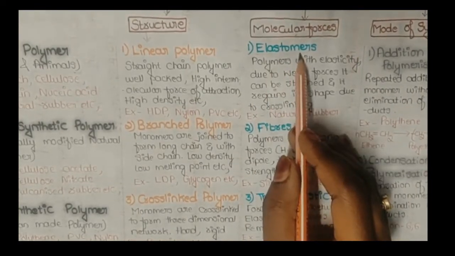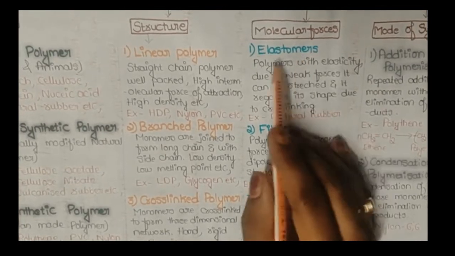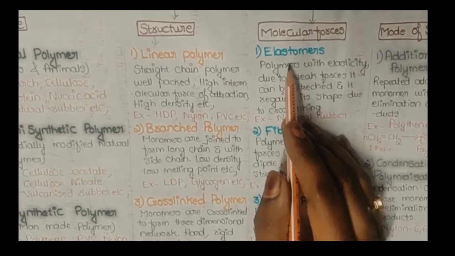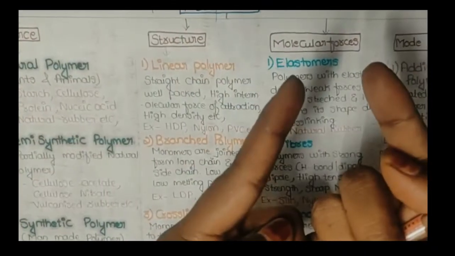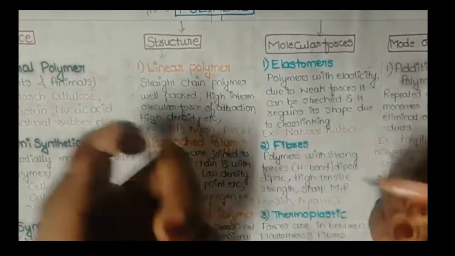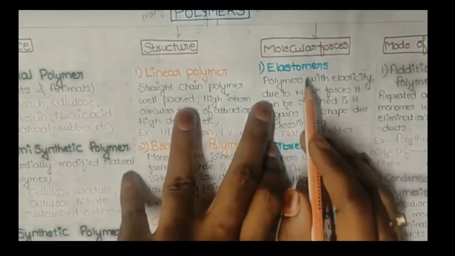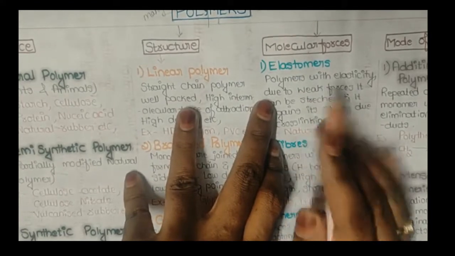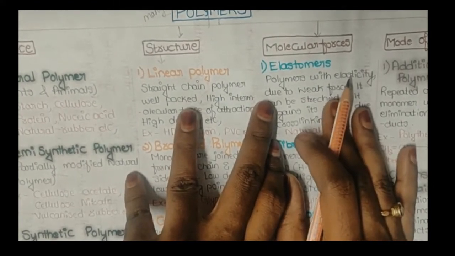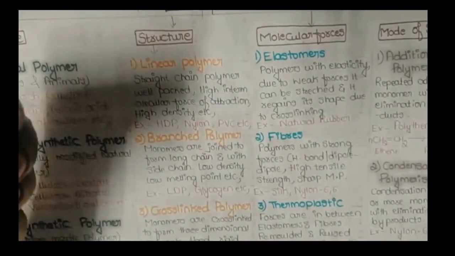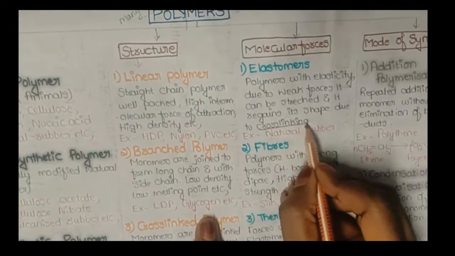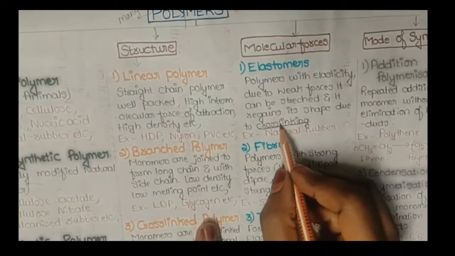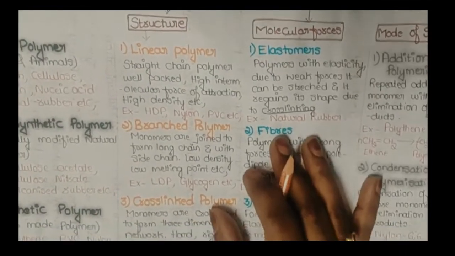I hope you know that rubber is the best example for elastomers. So I hope you know that if I take a rubber band and stretch it, it will be stretched, and if I leave it, it will come back to its original position. Why? What is happening there? So we know that in case of elastomers, they have a very weak intermolecular force of attraction, due to which you can stretch them. And why do they come back to the original position? Because they have cross linking. So due to that they come back to their original position. So the best example is rubber.